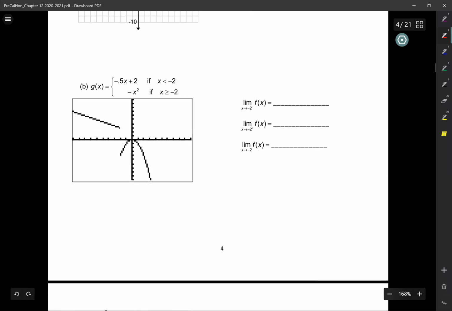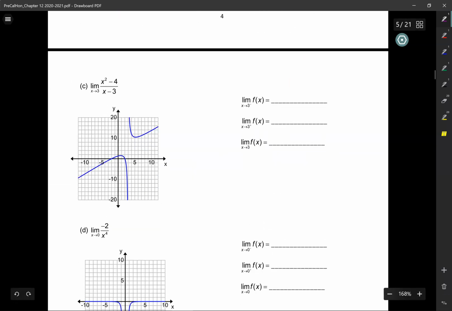All right, this one's already graphed for you. Okay, we are looking for the limit as x approaches negative 2 from the minus side. Negative 2 is here. From the minus side, where is the graph? Right there. So immediately to the left, the graph is at about 3. From the plus side, right here, where is the function? It's at -4, right? The left and the right are not the same value, so I say the limit does not exist.